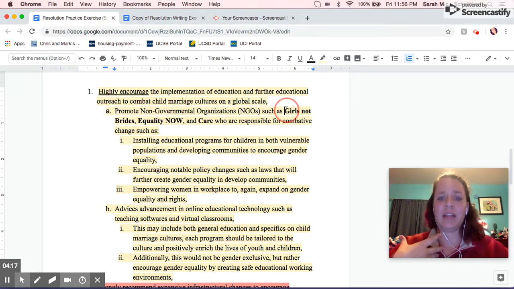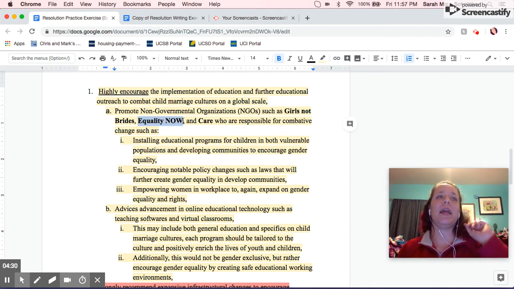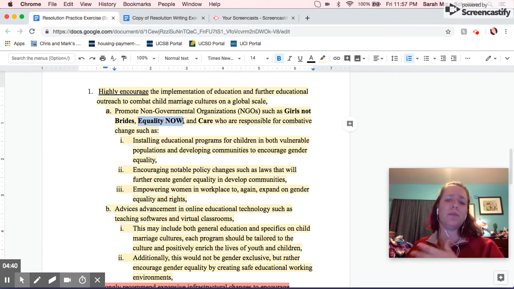I personally like bolding my example NGOs. I like doing Girls Not Brides in bold. I like doing Equality Now in bold. And the reason why is that when it's presenting time and you're showing it up on the board, people will see it and be like, yes, I know exactly what you're talking about. I see that NGO. I know you have an example and I don't have to go looking for it. Makes it easier for everybody, makes it easier for you as the presenter and for the people you're presenting to see it so much more clearly.